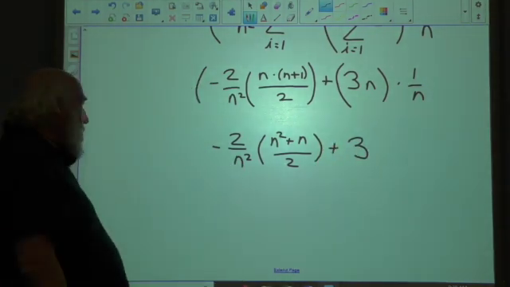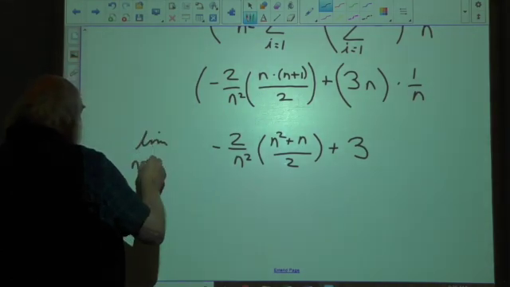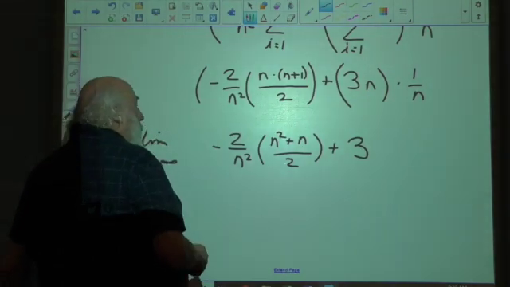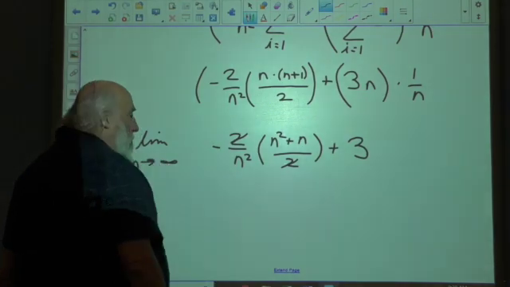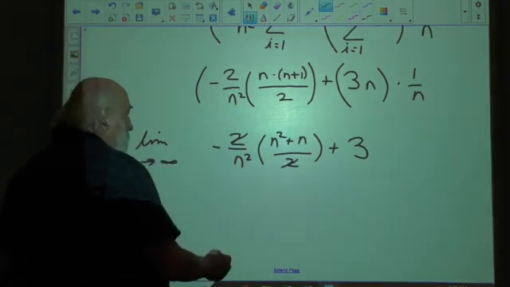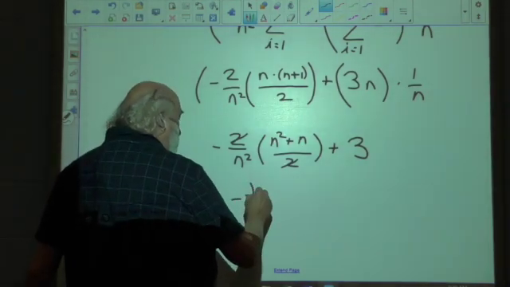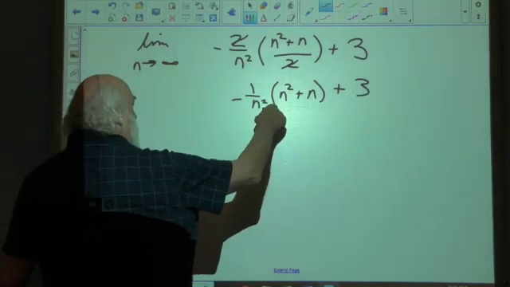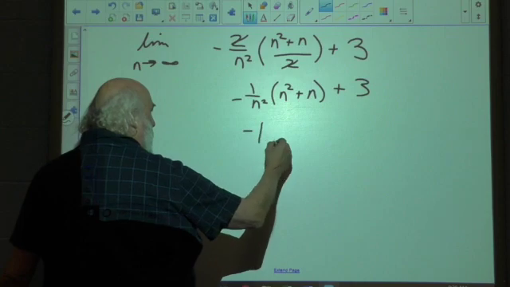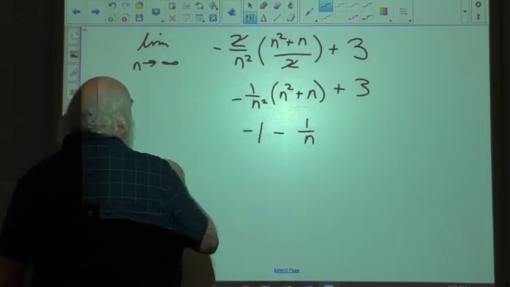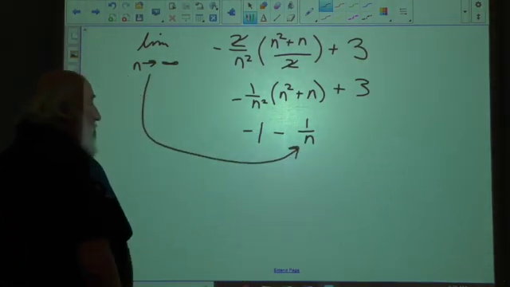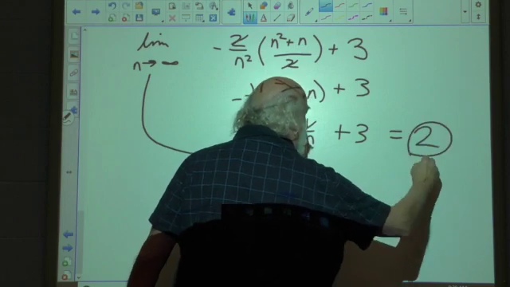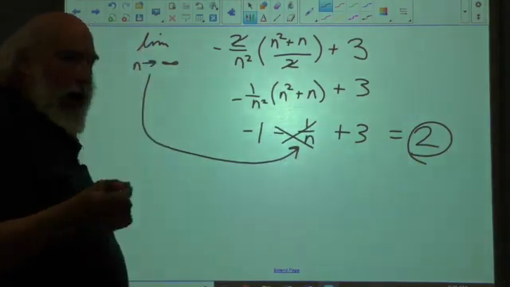Remember, we still have that limit going on here. We have the limit as n approaches infinity. Always in the back of our mind, we know that's going on. Okay, so I'm going to cancel out the 2's right here. And that's going to leave me, of course, just 1. And because it's negative, 1 over n squared times n squared plus n plus 3. Now, that's going to give me a negative n squared over n squared, which is a negative 1, minus 1 over n. Now we get to that limit thing. And since the limit is infinity, that becomes 0, and that drops out. Plus 3, we got negative 1 plus 3, so the answer is 2. Our area is 2.